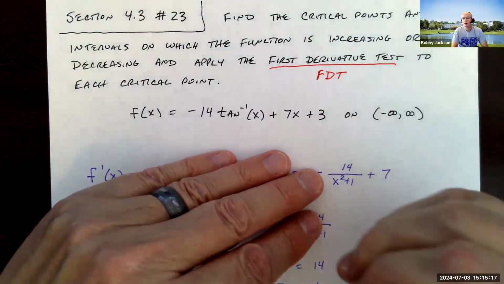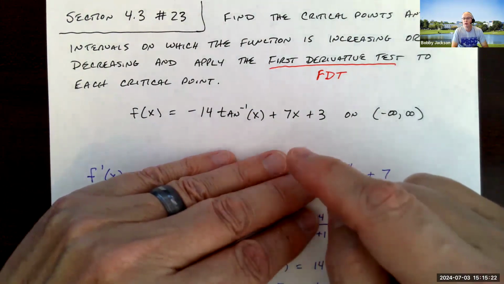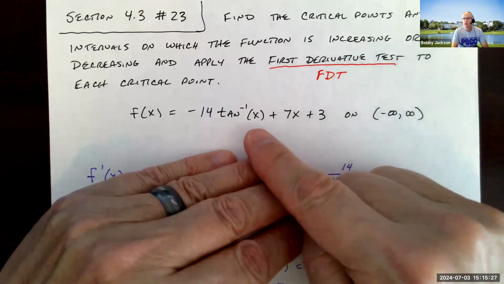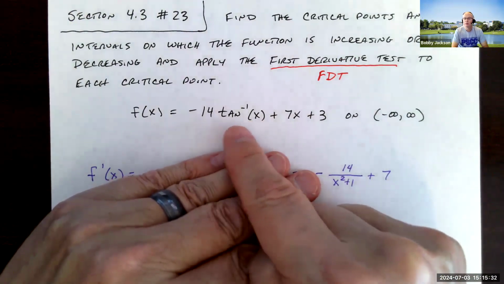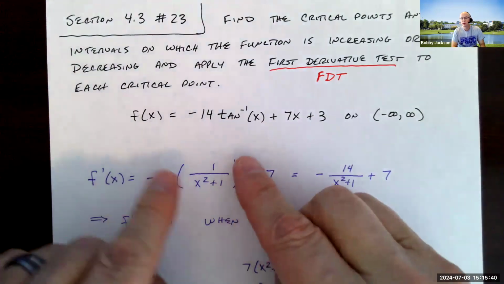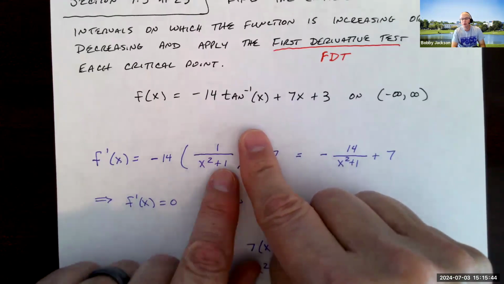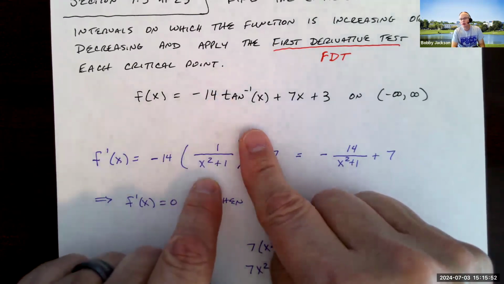because critical points are numbers or values in the domain of the function for which the derivative is 0 or undefined. Okay, so to find the critical points, first of all, we're going to need the derivative. So you need to know how to find the derivative in particular of the inverse tangent or arctangent function. So -14 is a constant multiple, right? Pull that out. The derivative of the arctangent function is this, 1 divided by x squared plus 1, or 1 plus x squared, doesn't matter the order we add that down there. So you need to know that and or how to derive that.